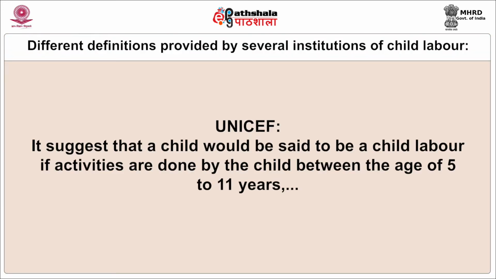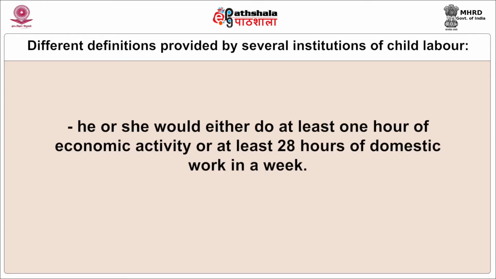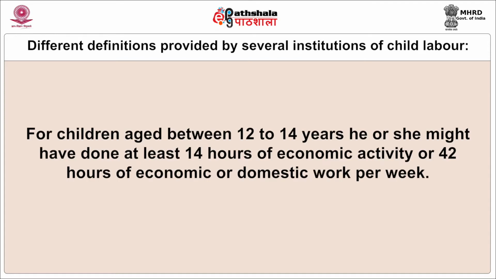UNICEF suggests that a child would be said to be in child labour if the child is between the age of 5 to 11 years and does at least 1 hour of economic activity or at least 28 hours of domestic work in a week. For children aged between 12 to 14 years, it is at least 14 hours of economic activity or 42 hours of economic or domestic work per week.